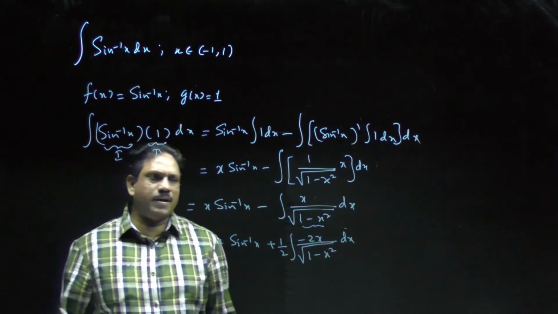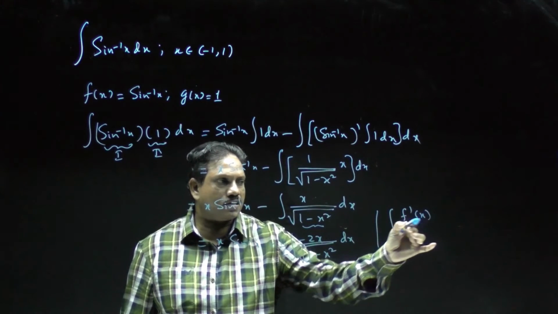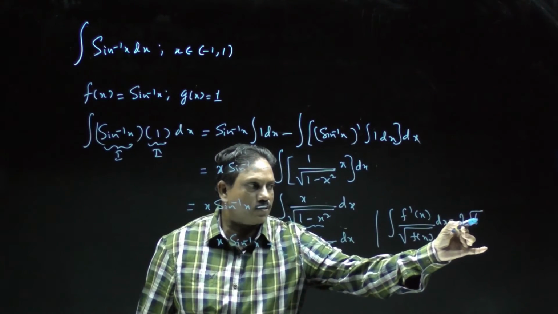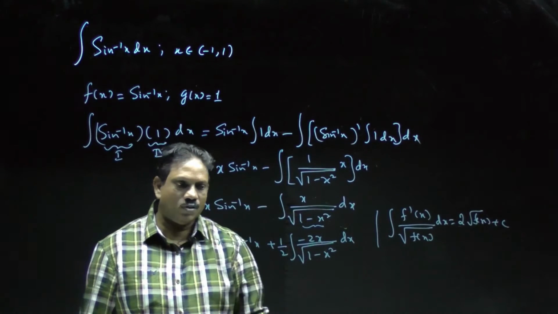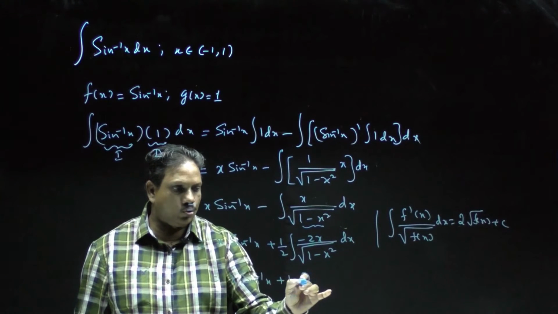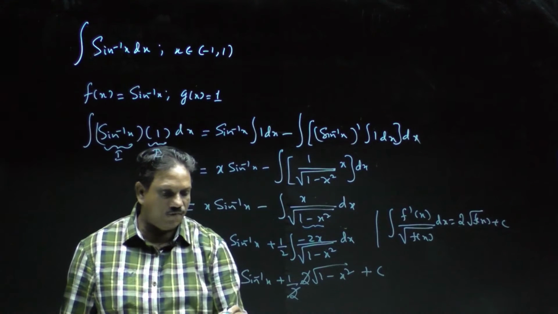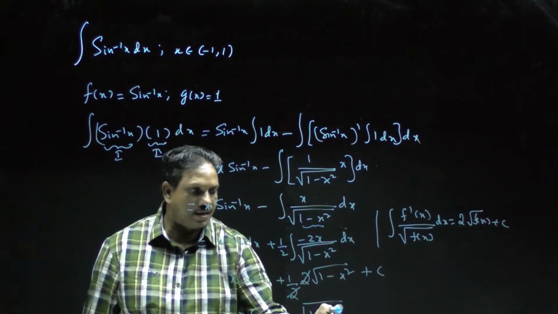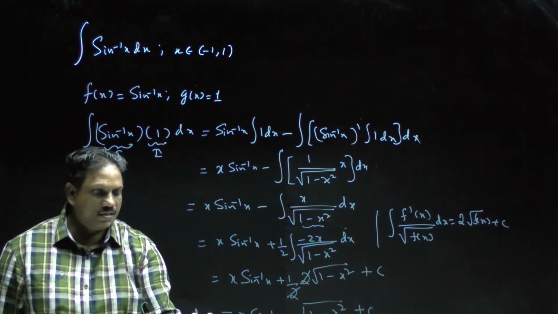Now, what is the technique I applied here, students? I am taking the help of one of the nice results: integral f dash x by square root of f of x dx equals 2 times root of f of x plus c. So the derivative of the function under the square root I adjusted in the numerator. So the answer is x sin inverse x plus 1 by 2 into 2 into root of 1 minus x square plus c. So the 2 cancels. The final answer is x sin inverse x plus root of 1 minus x square plus c. So this is the integration value of sin inverse x dx.